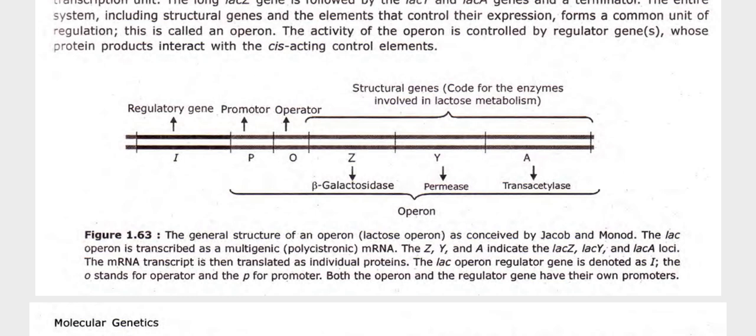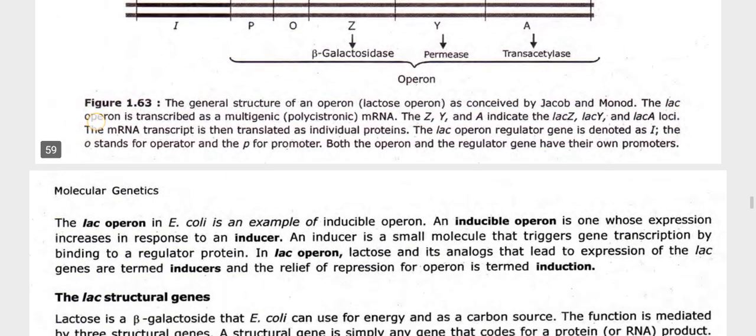The lac operon regulator gene is denoted as I. The O stands for operator and the P for promoter. Both the operator and the regulator gene have their own promoters. So: regulatory gene, promoter, operator, and structural genes that code for the enzymes involved in lactose metabolism: beta-galactosidase, permease, and transacetylase.